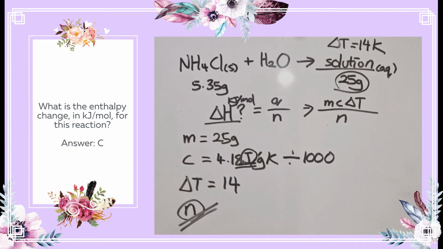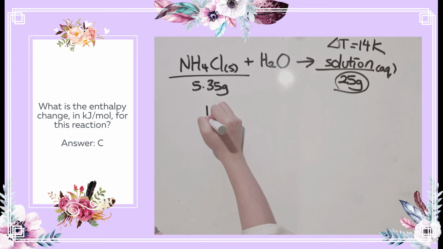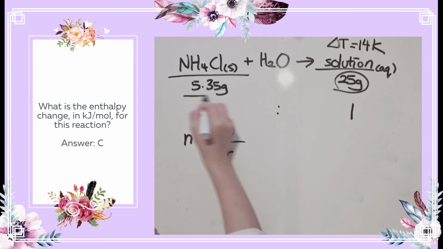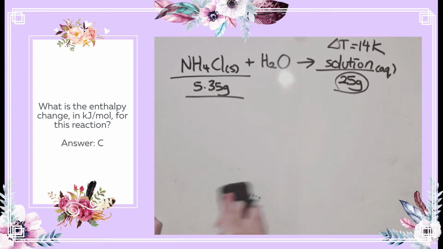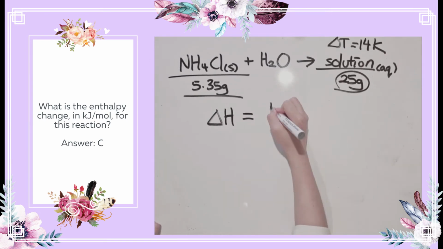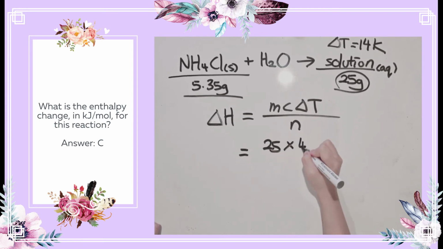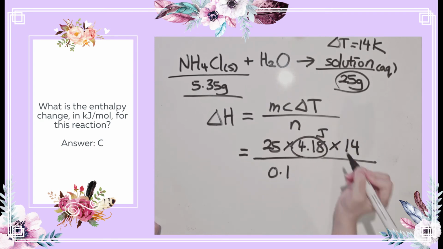Delta T is 14, and to find the number of moles, we have to use stoichiometry. For this reaction, the ratio is 1:1, and as mole is gram divided by molecular weight, that is 5.35 divided by 53.5, which equals 0.1 mole. So the delta H, the enthalpy change for this reaction, we can express by putting all these values in. Just remember that for heat capacity, as it is given in joules, you have to divide by 1000.